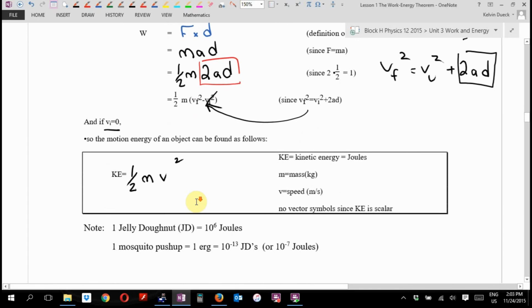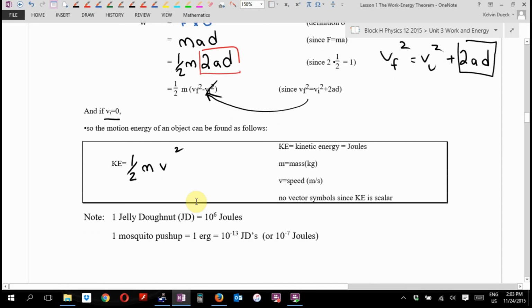A little note, my love for nerd trivia. If you eat a jelly donut, that contains about 10 to the 6th joules. If a mosquito does a push-up, that's about 10 to the negative 13 jelly donuts. That's about 1 erg. An erg is a very small unit of energy, about 10 to the negative 7 joules. Do we need to know that? No, just nerd trivia.